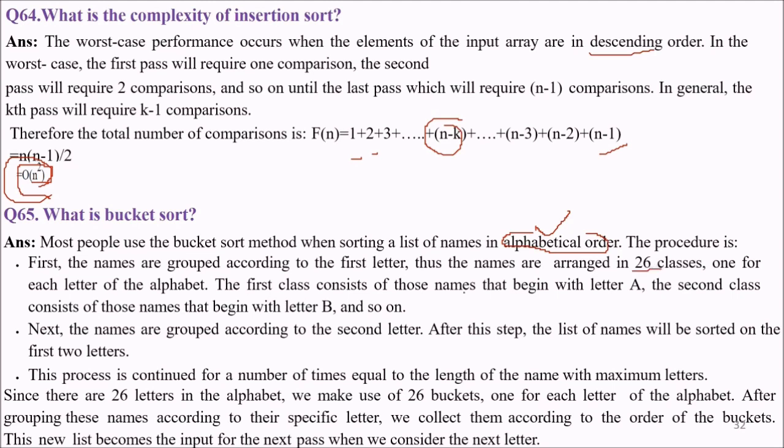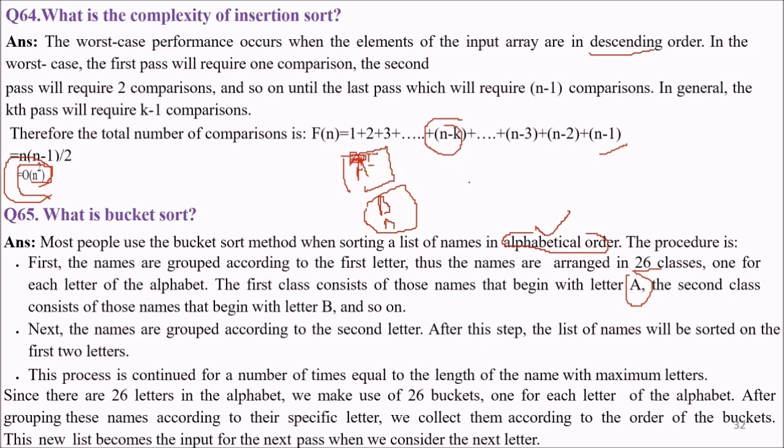The first class consists of those names that begin with the letter A, and the second consists of those that begin with the letter B, and so on. So the first bucket will be all A, the second will be B, and so on. Next, the names are grouped according to the second letter. First letter is done, then the second letter. After this step, the list of names will be sorted with respect to the first two letters.